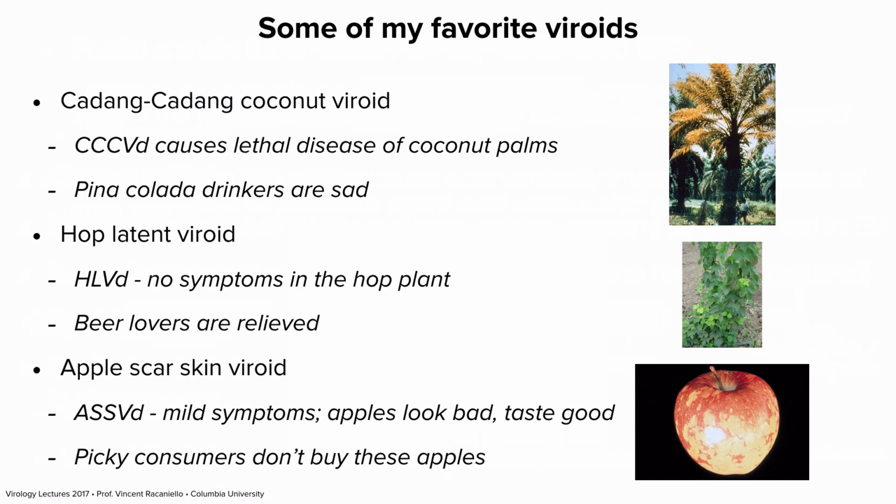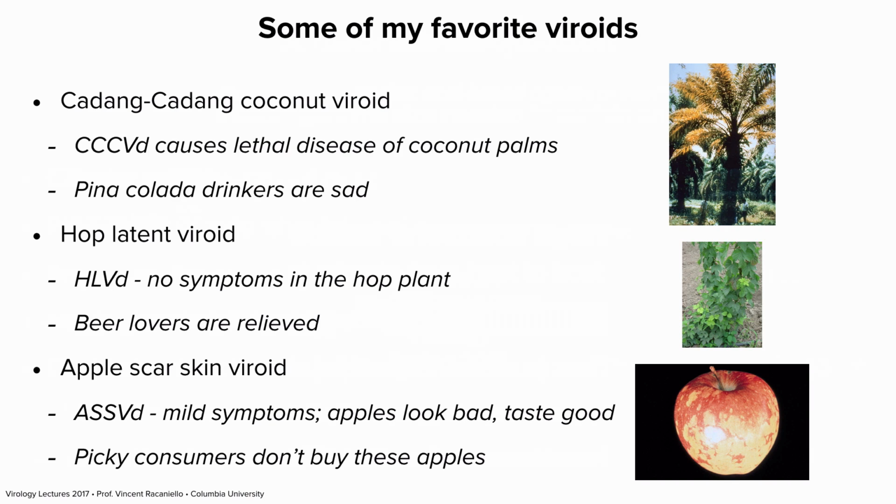Kadang coconut viroid. How could you not like that name? And this causes a lethal disease of coconut palms. So if you like pina coladas, you're not happy about this viroid. Then we have the hop latent viroid. This infects the hop plant, which, as you know, you use to make beer, but this doesn't affect the hop plant, so the beer is unaffected. So this is one of these viroids that doesn't cause any disease. You can leave it in the plant.